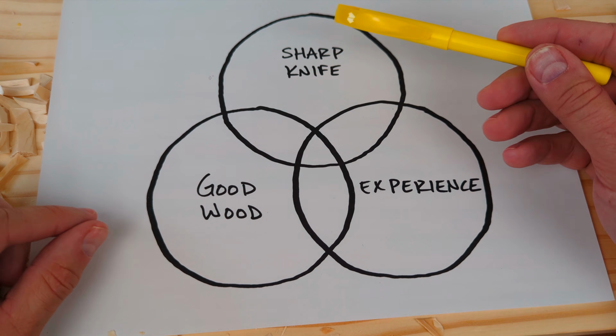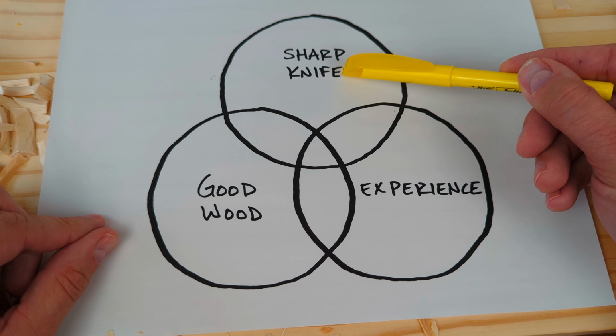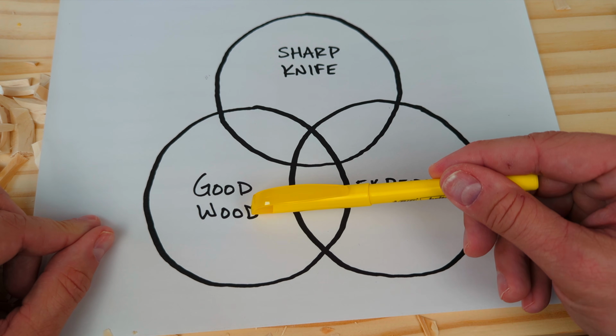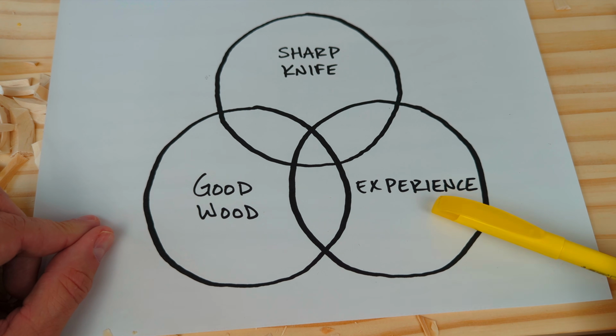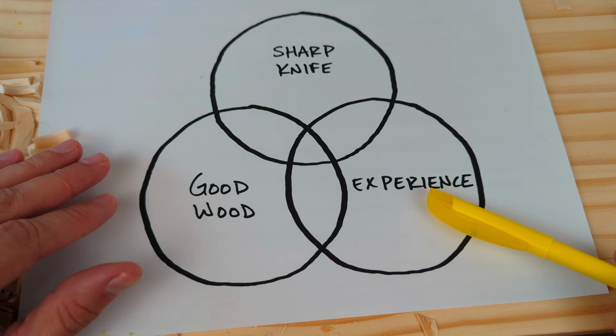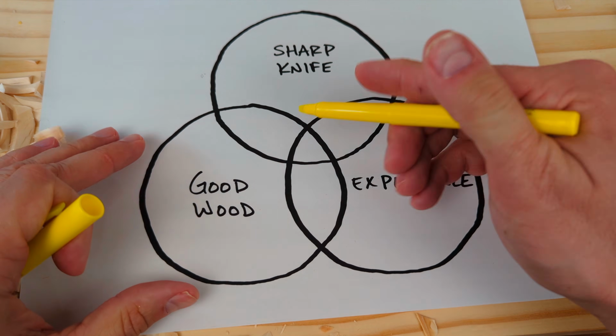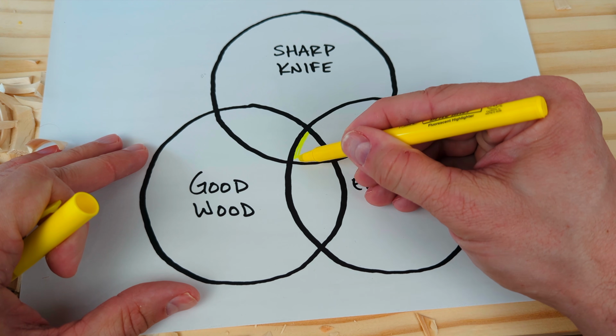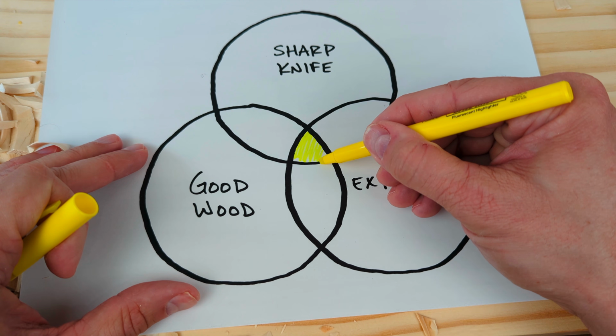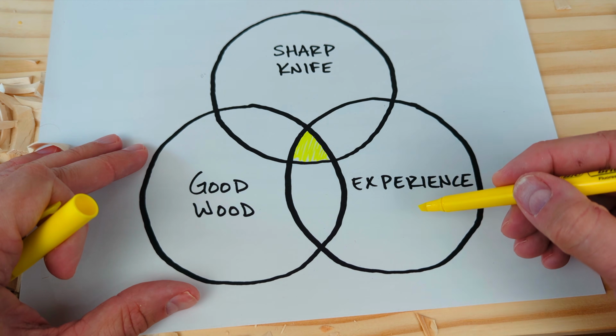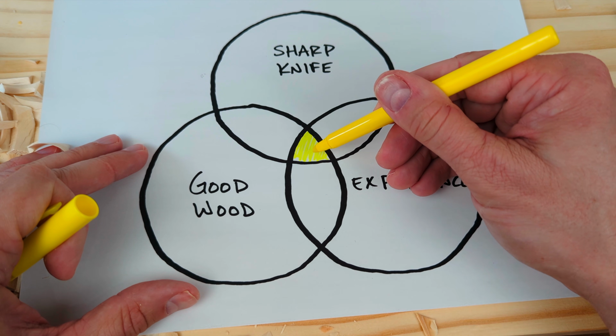All right, so we thought about, is your knife sharp? Is the knife the problem? Is your wood the problem? Is your lack of experience the problem, right? Because if you're going to make clean cuts, again, you want to live right here. You want to live in the intersection where you've got a sharp knife, good wood, and experience is going to lead to those clean cuts.